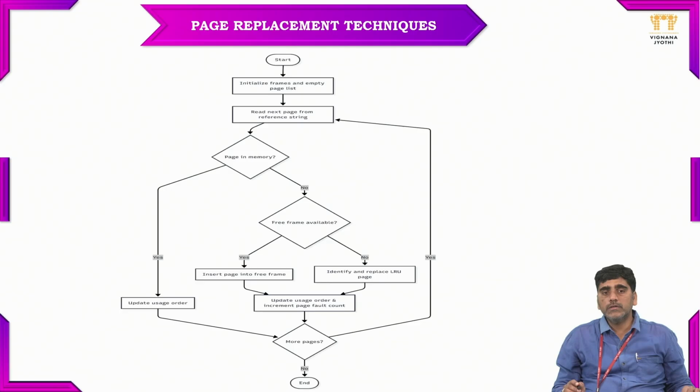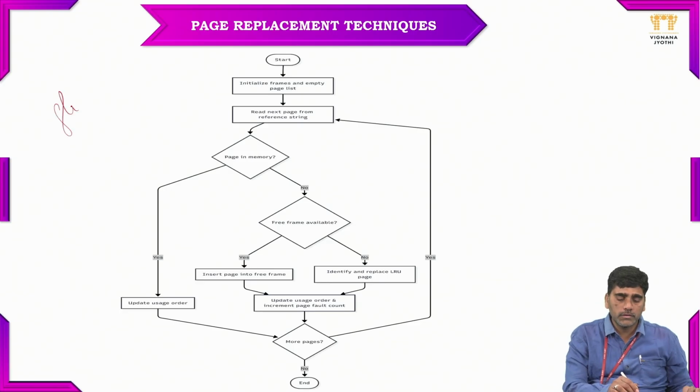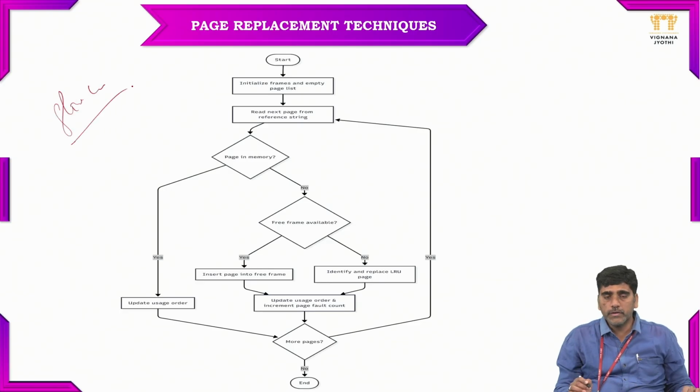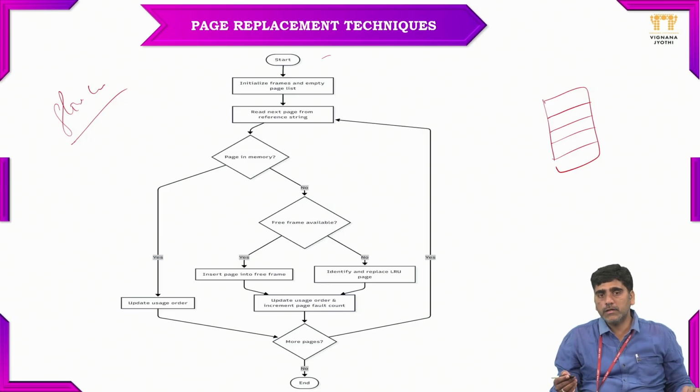Here we will see how the flowchart or algorithm works. First, the page string starts. Initialize the frames, that means the number of frames. Frames 3, 4 or 5 decide the number of frames. Based on that, initialize the frames and create an empty page list. Then the page string occurs, the frames are ready, and we read the next page from the reference string.